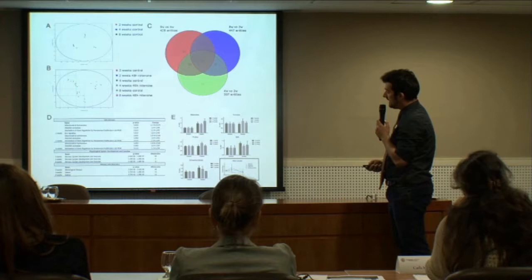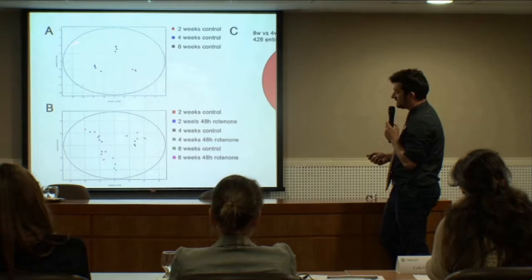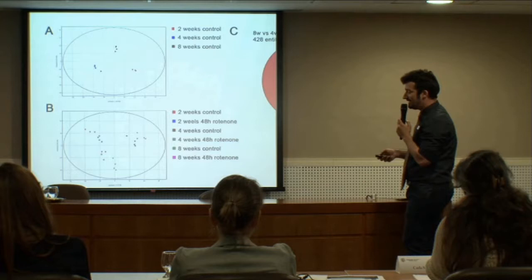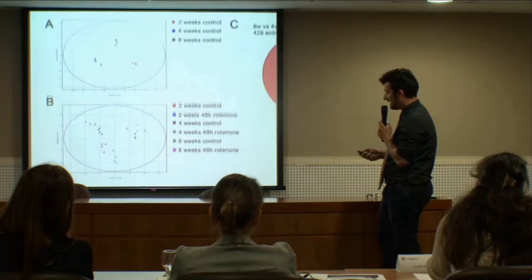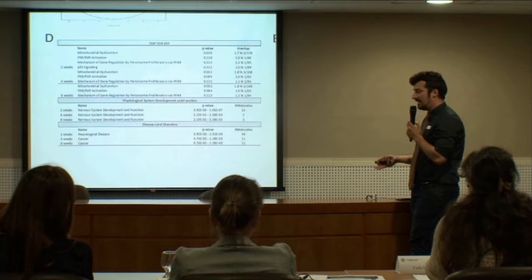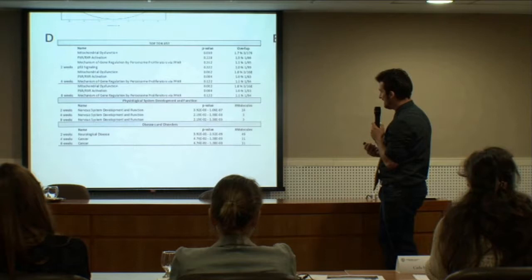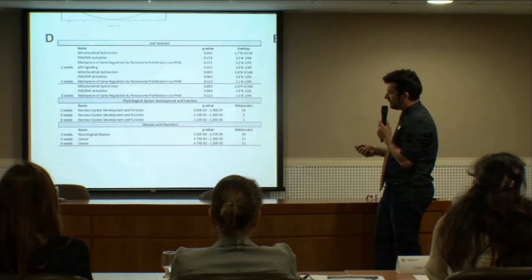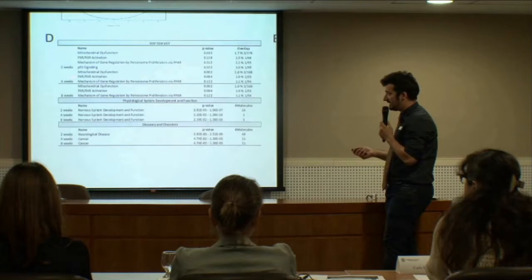Interestingly, we found that, well, first we see that it was a really different profile at 2 weeks, 4 weeks, and 8 weeks. So the cells are releasing different metabolites, and it's probably because they have different phenotypes. But as well, we found more metabolites modified at 2 weeks than at 4 weeks and 8 weeks, so opposite to the microarrays that we found. Really nice, we found that at 2 weeks, 4 weeks and 8 weeks, the main pathway that was modified was mitochondrial function. So mitochondria is the target of protein exposure.